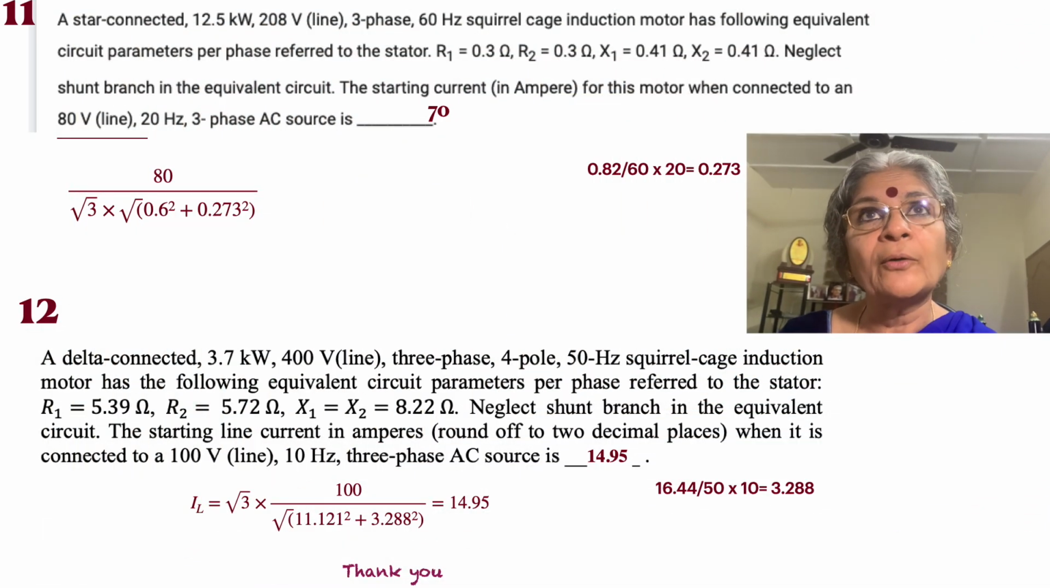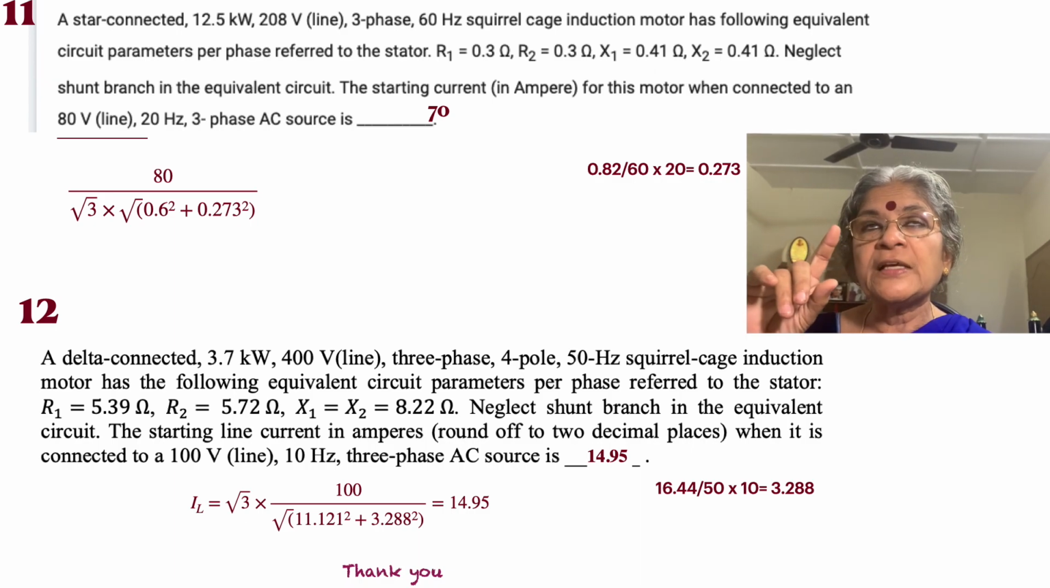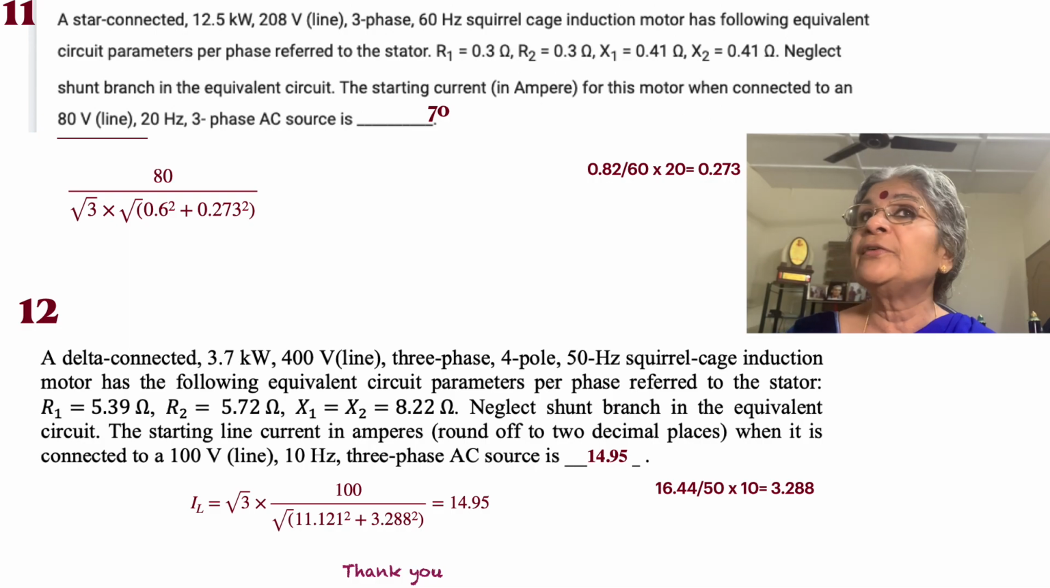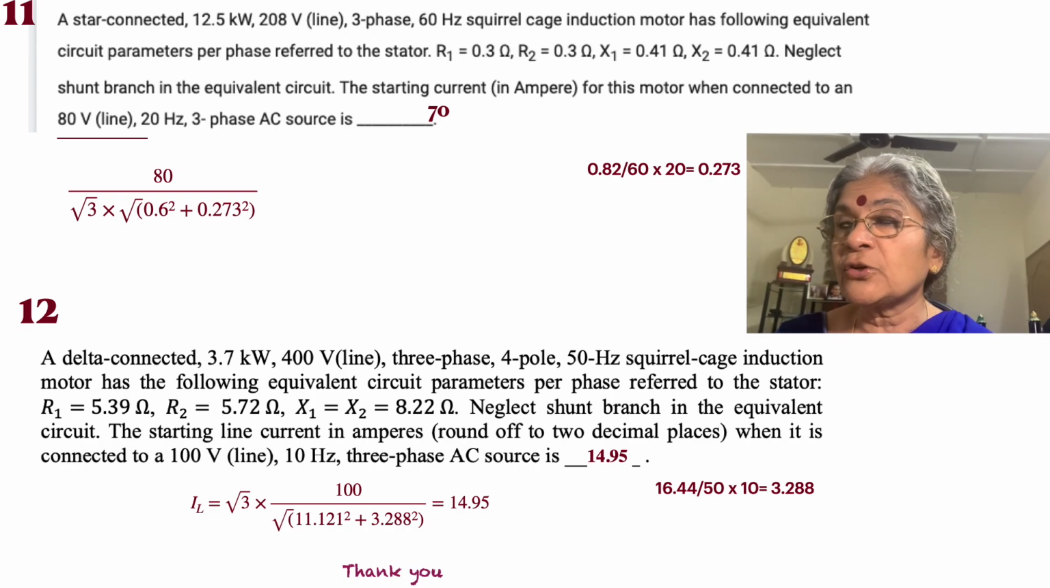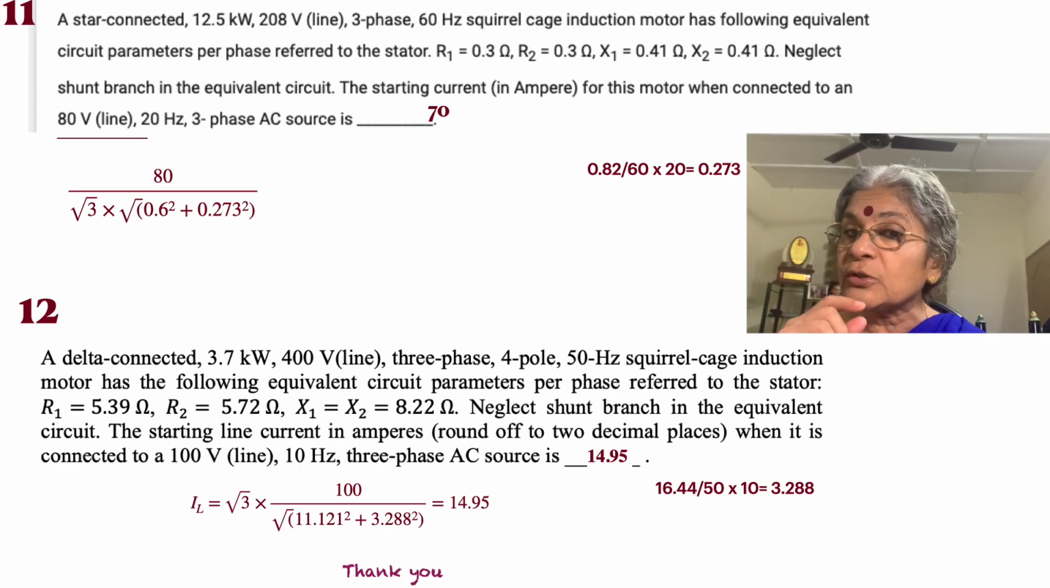You come to the last slide. So far we have not discussed problems. Now we'll be discussing two important problems, the 11th one and the 12th one. A star connected motor means the phase value is going to be divided by root 3, so all the ideas that we had when we were discussing transformers can be borrowed here. A star connected 12.5 kilowatt, 208 volt line, 3 phase, 60 hertz. So it's not 50 hertz, 60 hertz. Please take notice of each of these things.